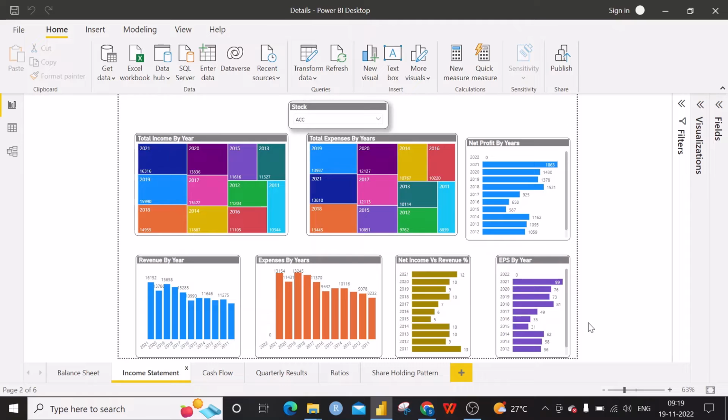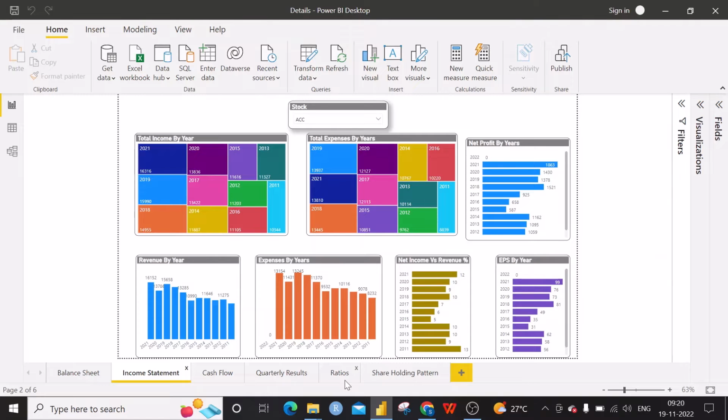The next one is EPS by year. The EPS is also very good. In 2020 it is 76 and in 2021 it is 99. So a great leap. The earning per share is very good for the ACC share. Anyhow, we are going to analyze 2022 in detail in the quarterly results for all these income statement or profit and loss statement parameters.